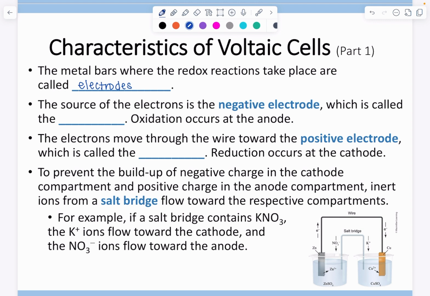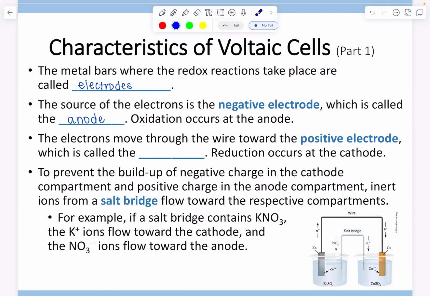The source of the electrons is the negative electrode. This is called the anode. This is where oxidation occurs. So notice oxidation occurs at the anode. This is the zinc side. Zinc is becoming zinc 2+, that's getting oxidized. Electrons are removed from the zinc atom. They can go through the salt bridge and then gained by the copper 2+. So that's where oxidation occurs.